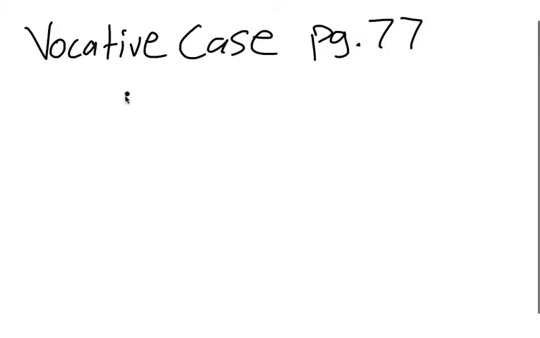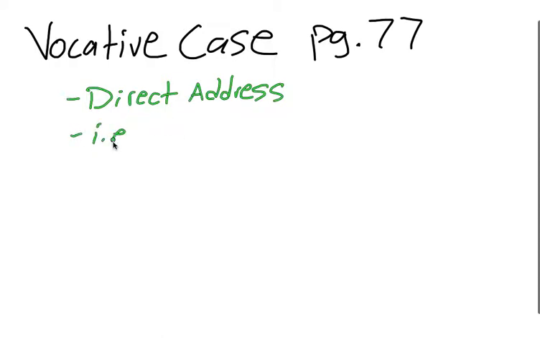Hey everyone, this is the final lecture talk of Chapter 7, and today we're talking about vocative case, which is on page 77 of your book. Okay, vocative case. This is the 6th case we've learned. We only have one more case to learn in Latin, and vocative case is used for what we call direct address. That means directly talking to someone.